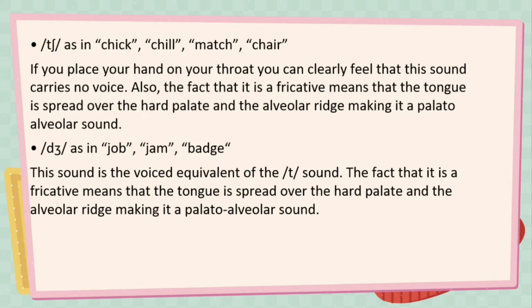J, j, as in job, jam, chow, badge. The sound is the voiced equivalent of the ch sound. The fact that it is an affricate means that the tongue is spread over the hard palate and the alveolar ridge, making it a palato-alveolar sound.